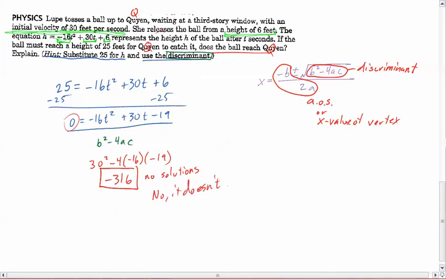Now, let me ask a further question. How high does the ball get? What's the highest that it reaches? Obviously we've determined that it doesn't reach Q at 25 feet, but how high does it go? So, just for the fun of it, let's go ahead and look at that. How do we know where the maximum point is?